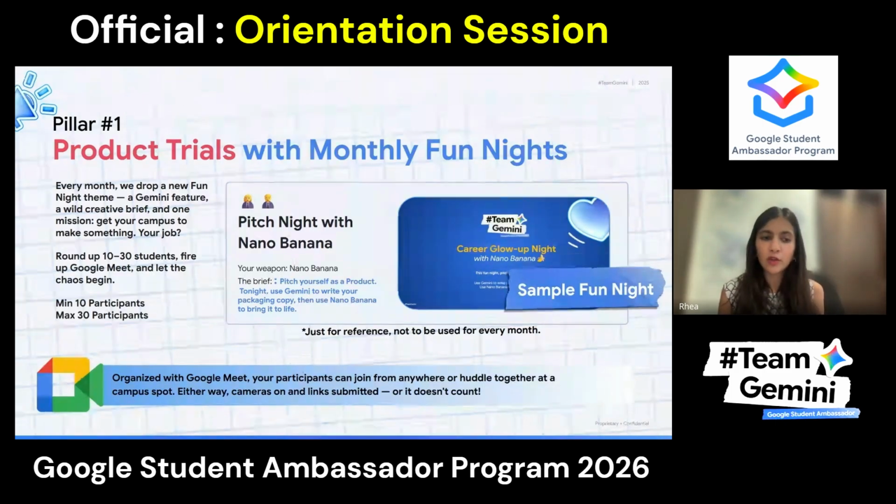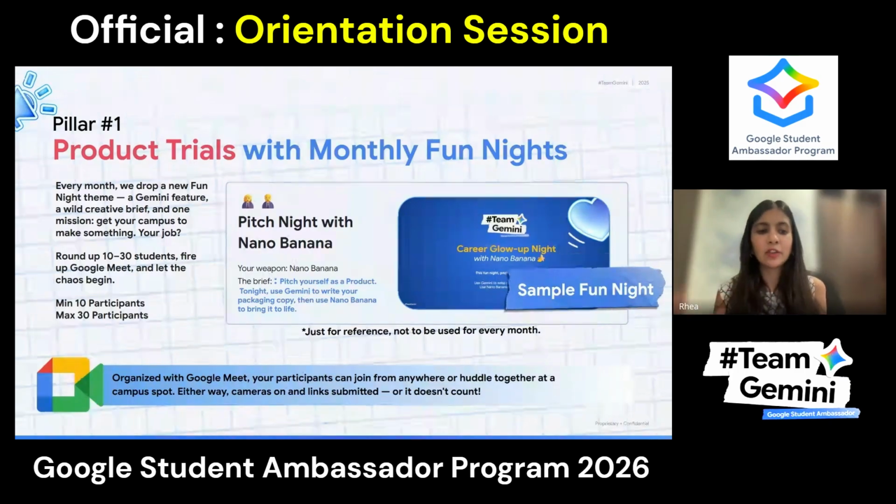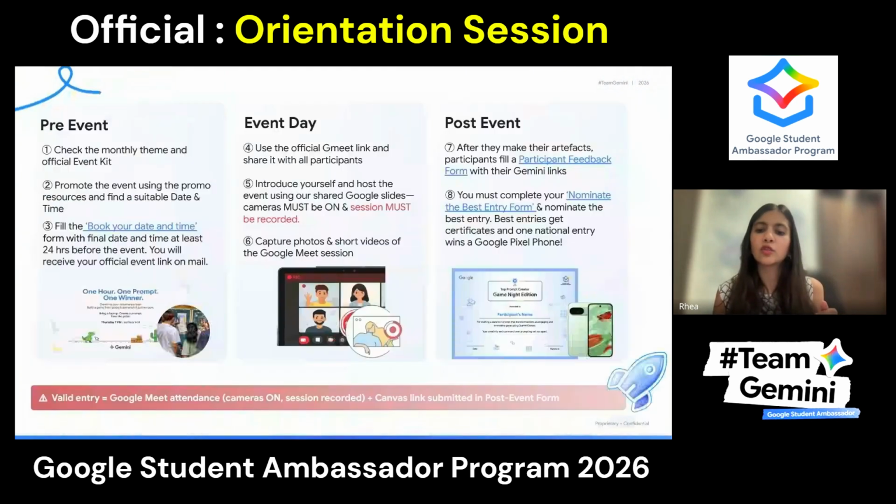But just to let you all know, what you need to do is gather 10 to 30 participants and bring them onto a Google Meet. As per the Gemini feature of the month, you have to give them a brief and a set of instructions and conduct this night. Okay, we can move on to the next slide. I will take you all through.